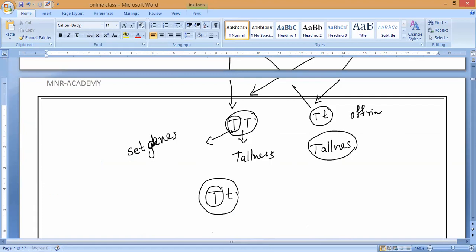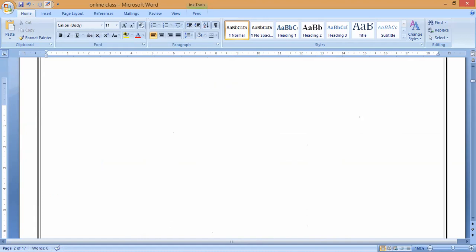So now let me take offspring. Let us individually discuss. Now I have taken two parents. This is the first parent, capital T small t, and this is the other parent, capital T small t. Now, this is the parent chromosome. Understanding? Suppose this is the tall. This is the first parent, and this is the second parent.